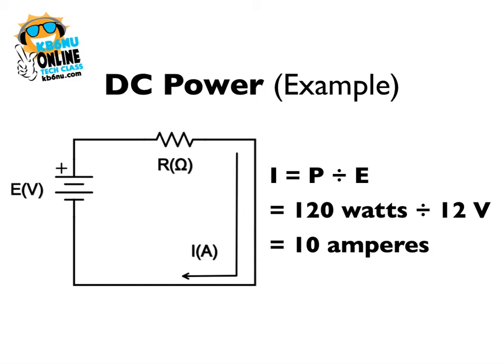In this question, the word load means the amount of power that the circuit is consuming. Answer: 10 amperes. The calculation goes like this. I equals P divided by E equals 120 watts divided by 12 volts, and the answer is 10 amperes.